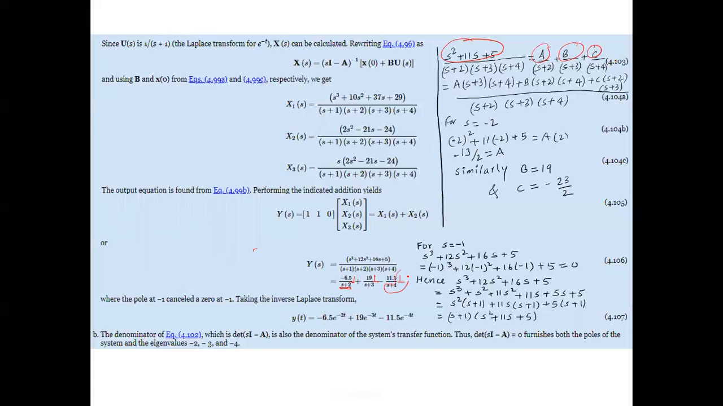What is the inverse Laplace transform of this 1 over thing? 1 over s plus 2 is this, and negative 6.5 is negative 6.5. And 19 is this, and 1 over s plus 3 is this. And 11.5 is this, which is negative, right? There is a negative sign. Then 1 over s plus 4 is this. This is the inverse Laplace transform. Okay, so far so good.